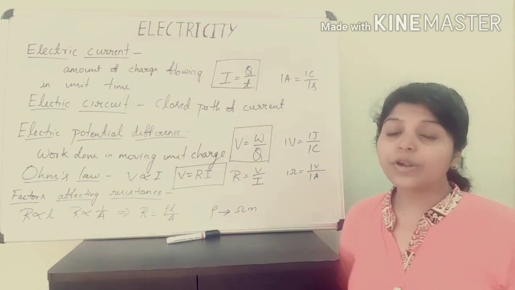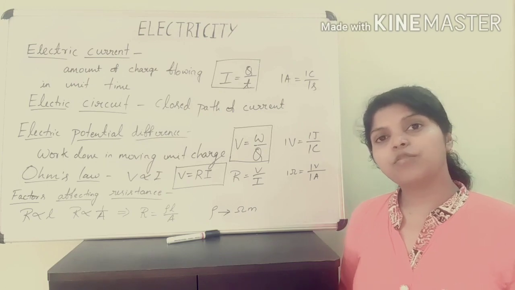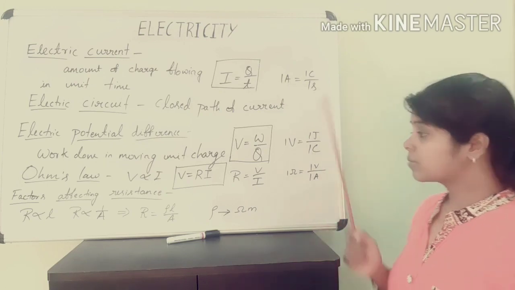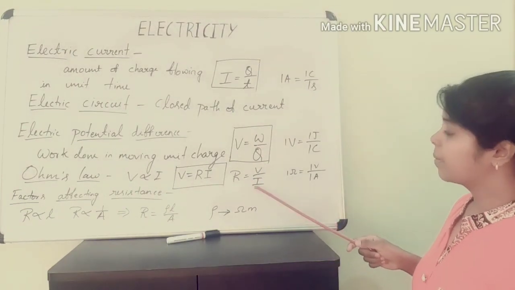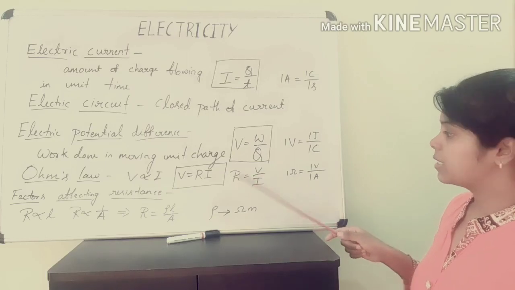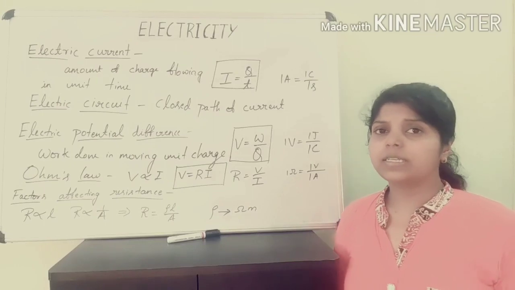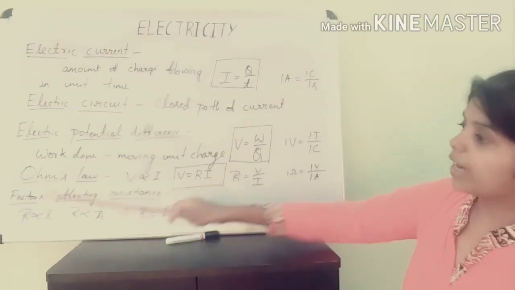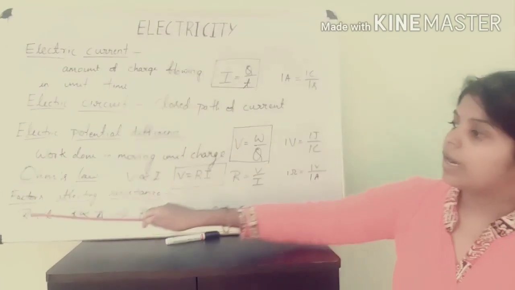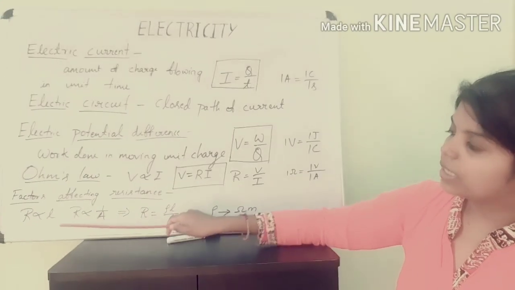Resistance is the property of a conductor which opposes the flow of charges. R is equals to V by I. Here SI unit of resistance is Ohm. Now let's see on what factor this resistance depends. Factors affecting resistance. Resistance is directly proportional to length.